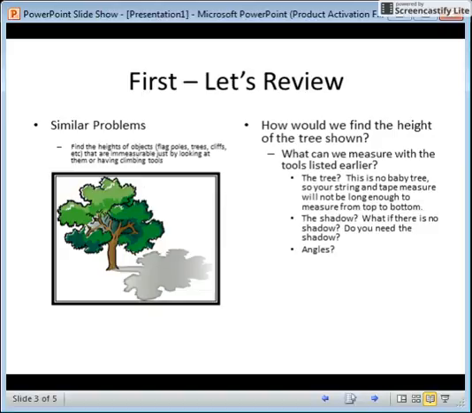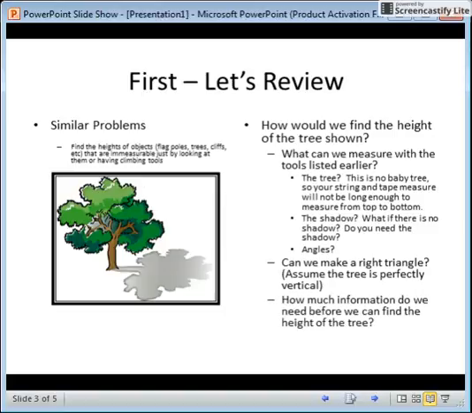Do we need the shadow to measure a certain length on the ground? Can we measure any angles? Another important question we must ask ourselves is that of right triangles. Can we use a right triangle to represent this situation? The answer to this question determines the possibilities for solving for the height. Lastly, how much information do we need to solve for a side length of a triangle?